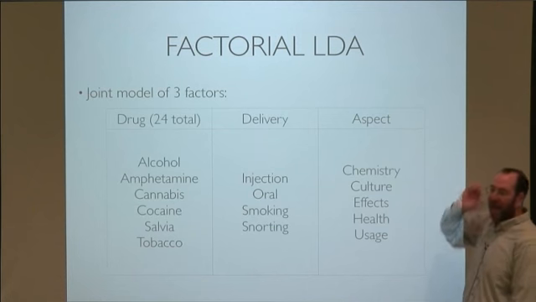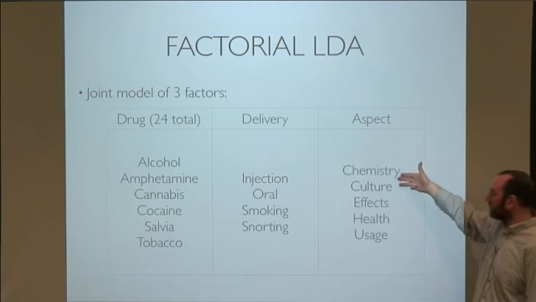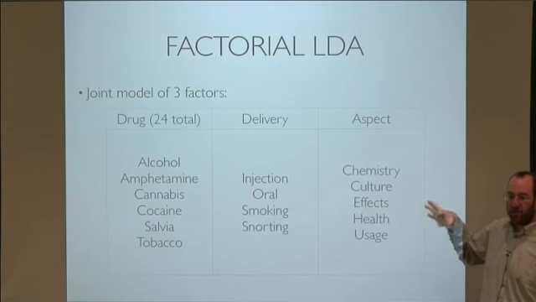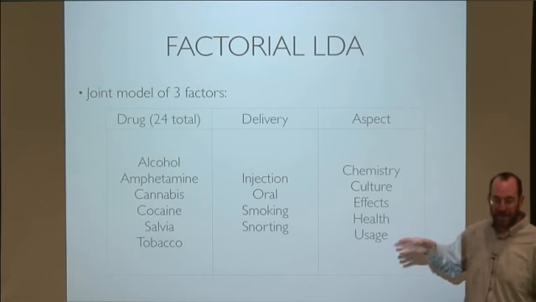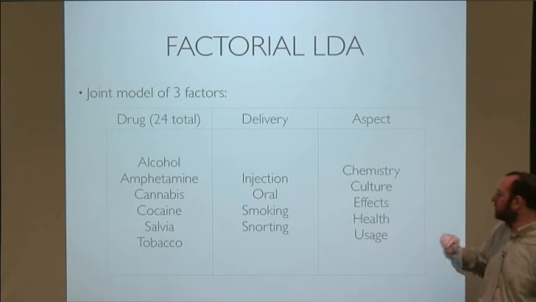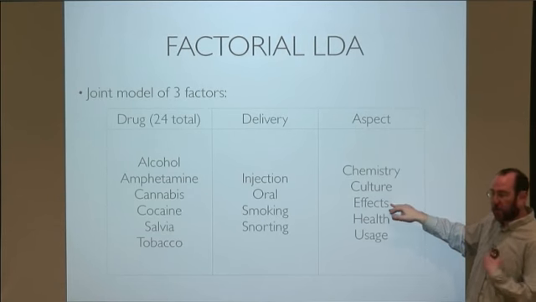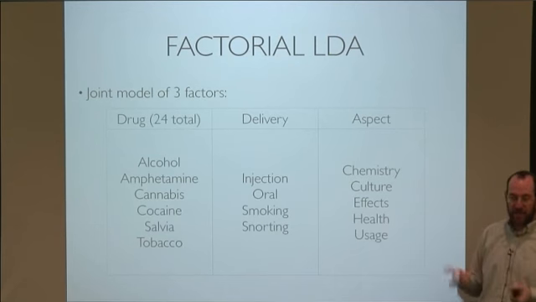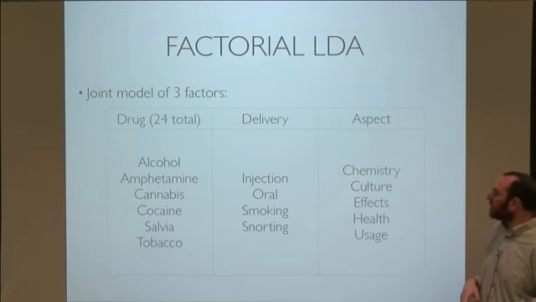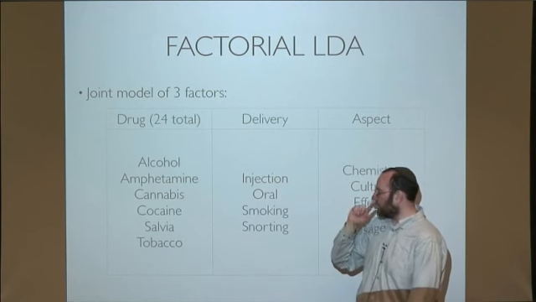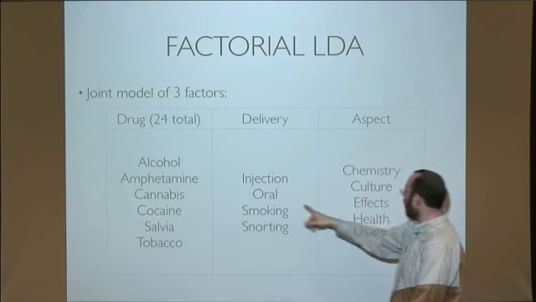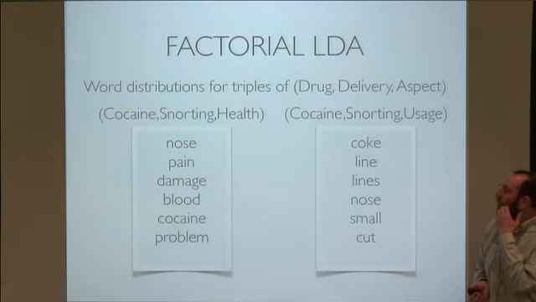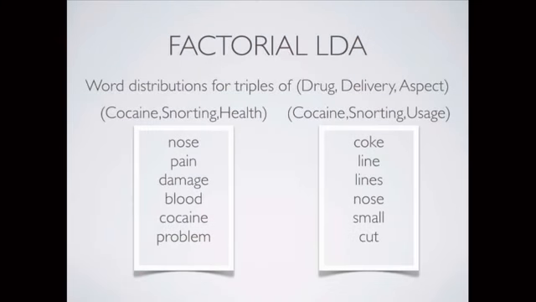And then we looked at 5 aspects of usage: the chemistry of the drug, the culture around it, and you can see really interesting differences in the culture around drugs. Looking at alcohol versus heroin, for example, you see really different words showing up. Then the effects of that drug on a person, the health implications of using that drug, and information on usage, like dose and preparation. So what we're going to do is look at tuples of these things, like cannabis, oral, culture, for example.